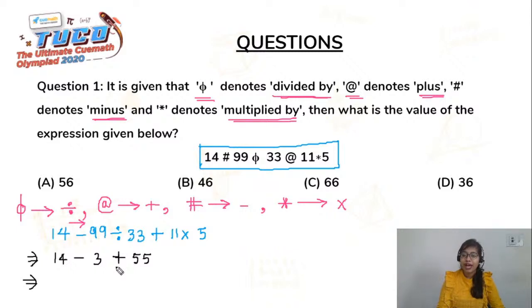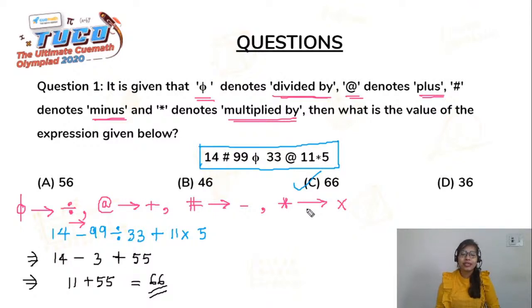We know that both of them have the same priority, so it doesn't matter whether I perform my addition or subtraction first. So I would be doing 14 minus 3, which is nothing but 11, plus 55. So 55 plus 11 would give me 66. And out of options A, B, C, and D, we see that option C is the right answer.